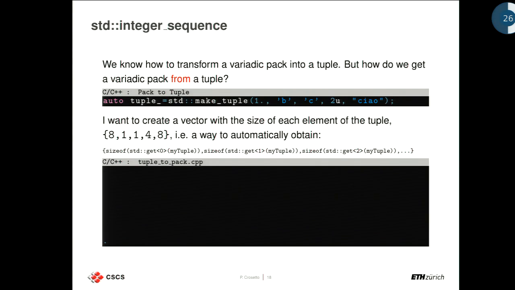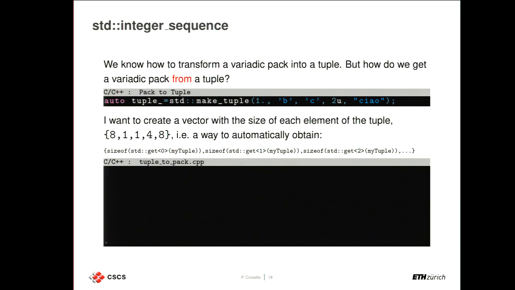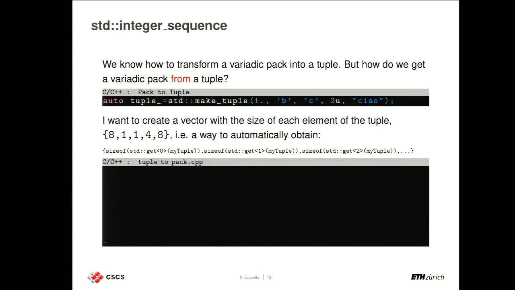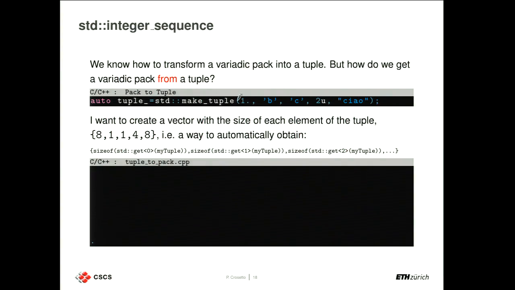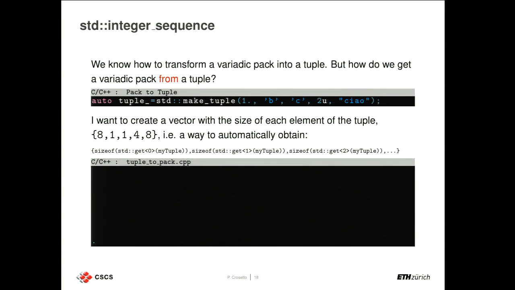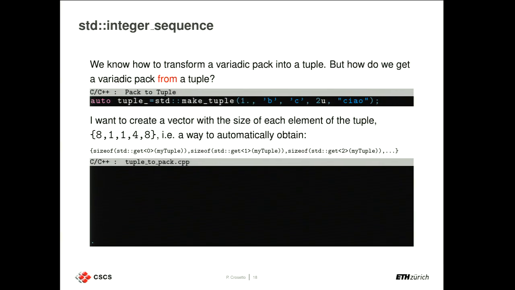Now this slide doesn't have anything to do with constant expressions. It's just because I will use it in one of the examples. This is what Mauro was already showing in the stencil example. We know how to transform a tuple: you just do make tuple, put the pack inside, and this works. Now, what if you have a tuple and an API which accepts a variadic pack? How do you transform the tuple into the variadic pack?